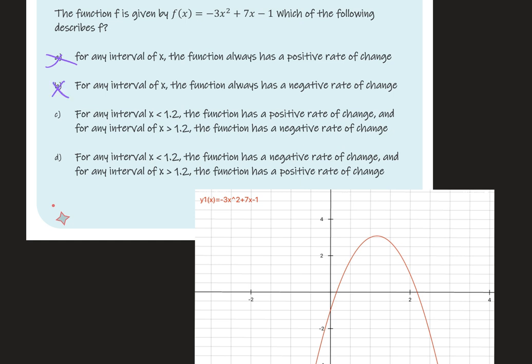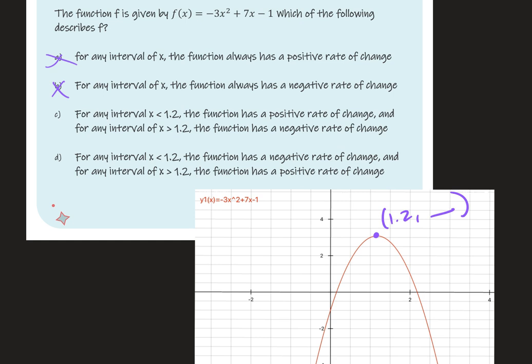Then I go to C. It says for any interval where x is less than 1.2, the function has a positive rate of change, and for any interval greater than 1.2, the function has a negative rate of change. D is just that in reverse. So what's happening at 1.2? It's your maximum point. If you actually go to your graph and plot that maximum point, you would see it's 1.2. I would look through my answer choices and see what kind of questions they're asking. As soon as you see that 1.2, hopefully that's your indication. Like, that's probably my max. Check to make sure it's your max.